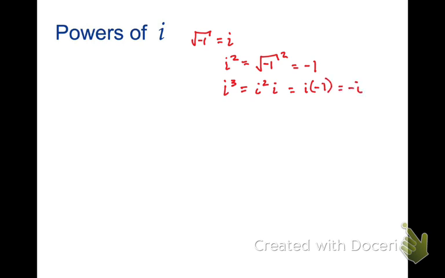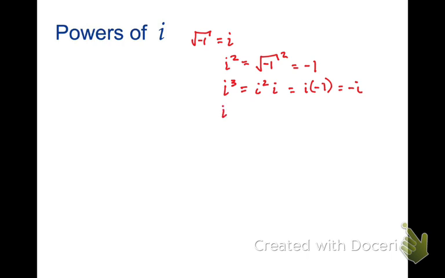Okay, powers of i. So we start off with the square root of negative 1 equals i. We can leave it i. Then I need i squared. Well, that's the square root of negative 1 squared, which is negative 1. Then I have i cubed. So that's i squared times i, so it's i times negative 1. So you get negative i.